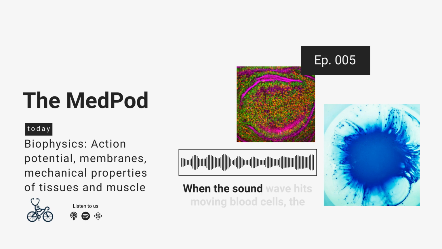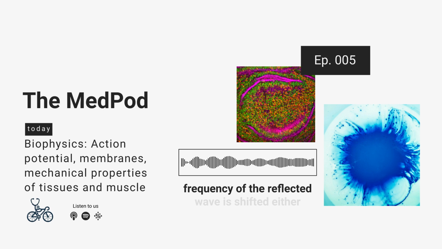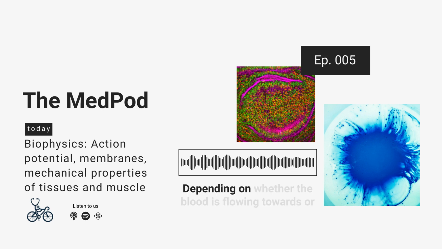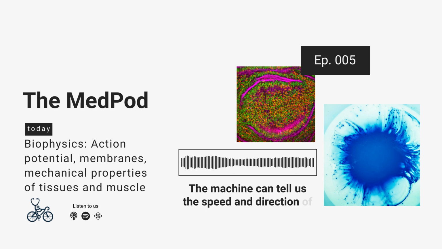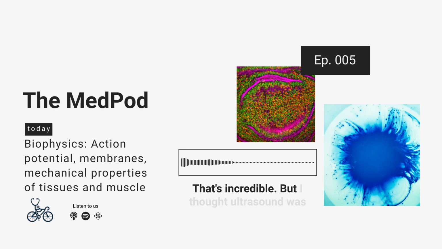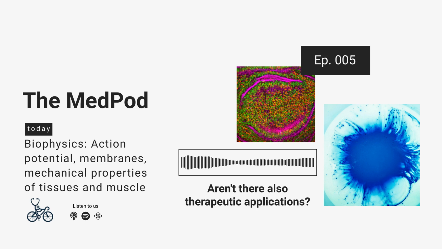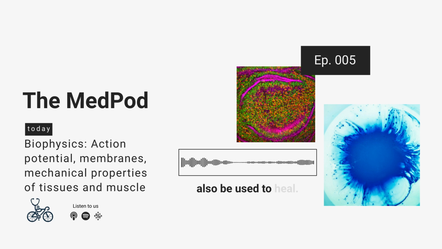When the sound wave hits moving blood cells, the frequency of the reflected wave is shifted, either higher or lower, depending on whether the blood is flowing towards or away from the transducer. So by analyzing this frequency shift, the machine can tell us the speed and direction of blood flow in different vessels. Yes. That's incredible. But I thought ultrasound was just for imaging. Aren't there also therapeutic applications? You're right. Ultrasound isn't just for seeing, it can also be used to heal.